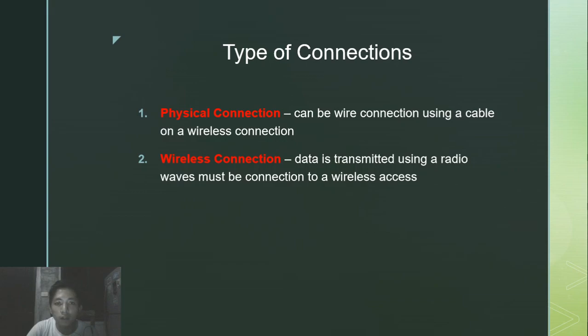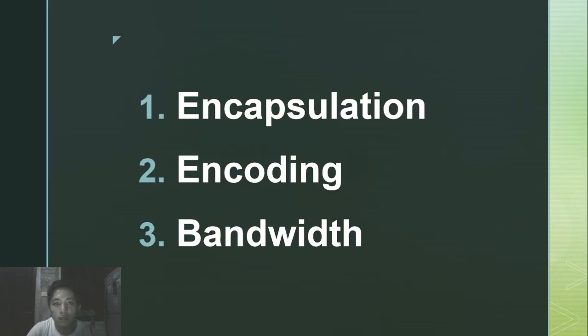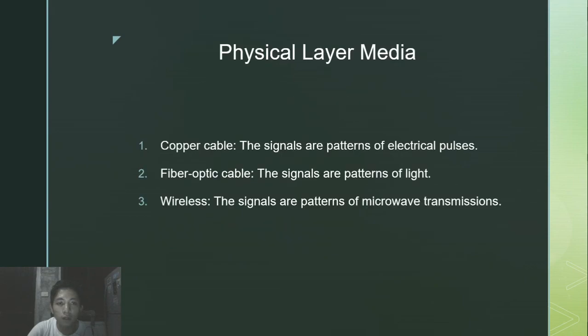Types of connections: a physical connection can be a wire connection using a cable, or a wireless connection. A wireless connection is a data stream transmitted using radio waves, and must be connected to a wireless access point. So here are the three parts of this: encapsulation, encoding, and bandwidth.